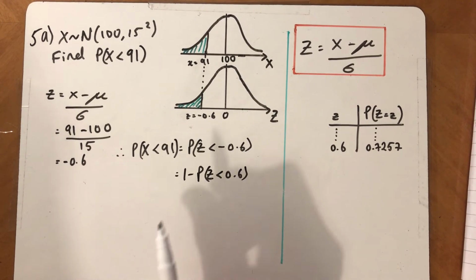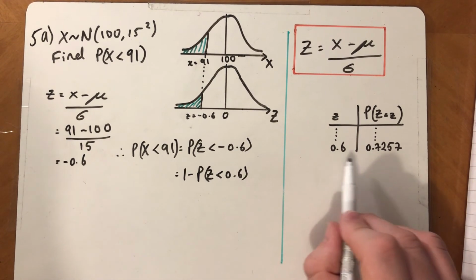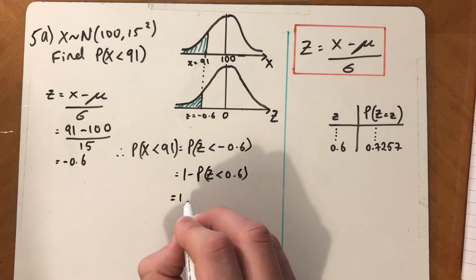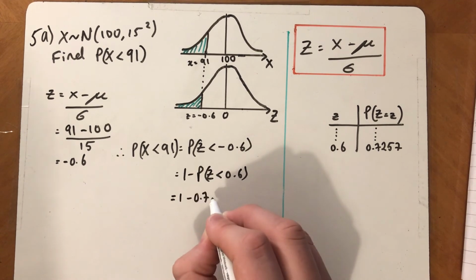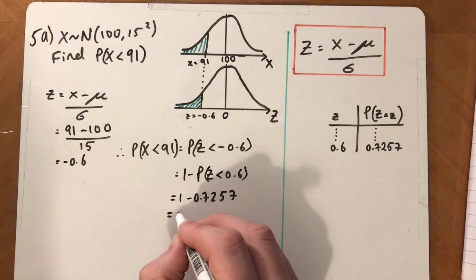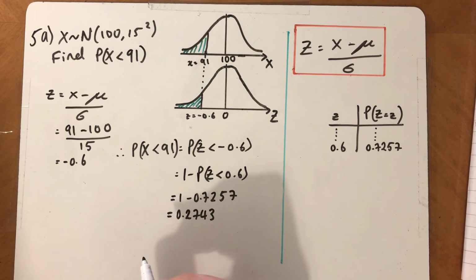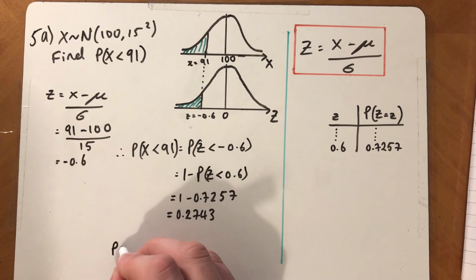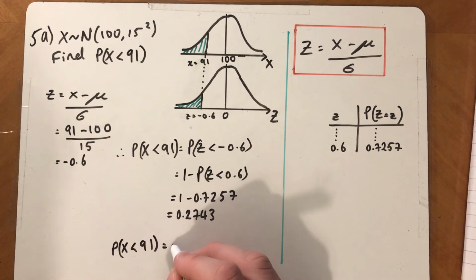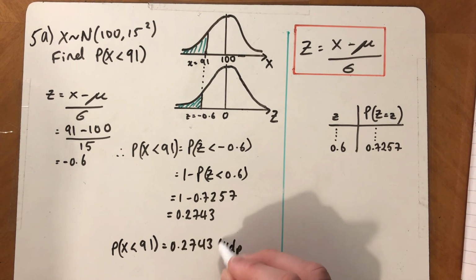Looking up this value 0.6 in the tables, we can read off 0.7257. So now this is 1 minus 0.7257. Calculating that, we get 0.2743. So we know the probability that x is less than 91 is equal to 0.2743, and we usually give these probabilities to 4 decimal places.